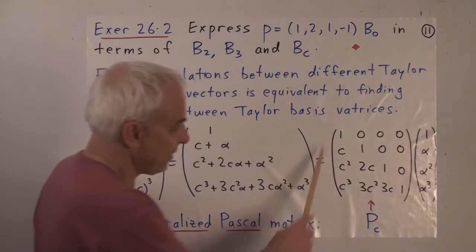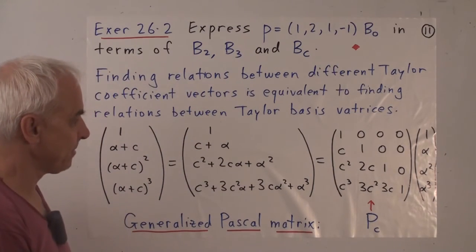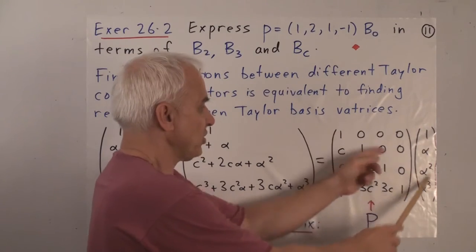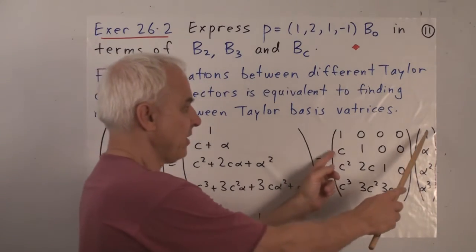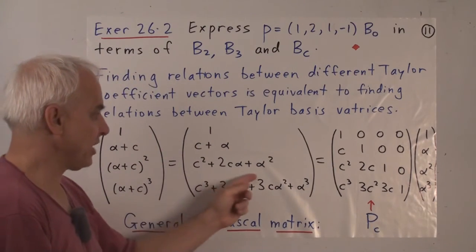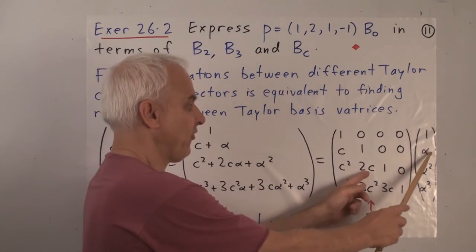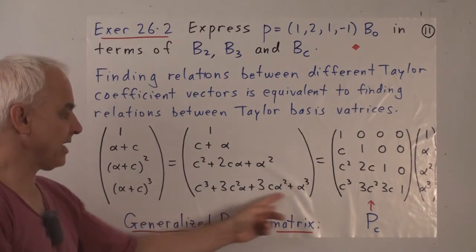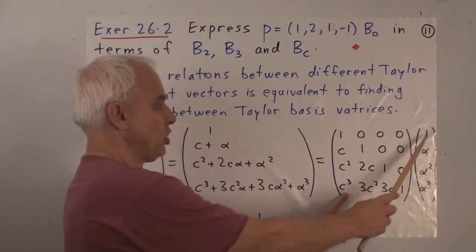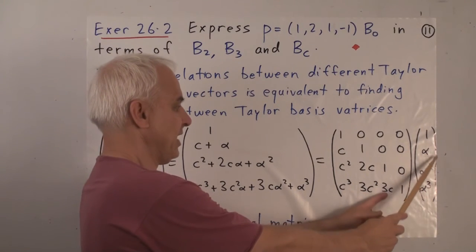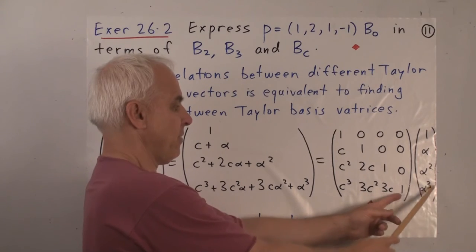And please check that this is, in fact, the matrix. So the first entry is this row times this column, which is just 1. The next entry, this row times this column, is c plus alpha. The next entry, c squared plus 2c alpha plus alpha squared. And the last entry down here is c cubed plus 3c squared alpha plus 3c alpha squared plus alpha cubed.